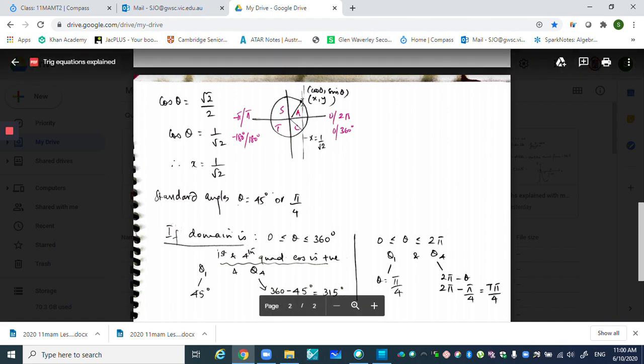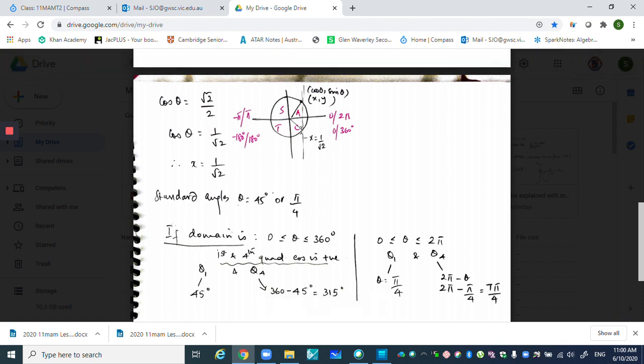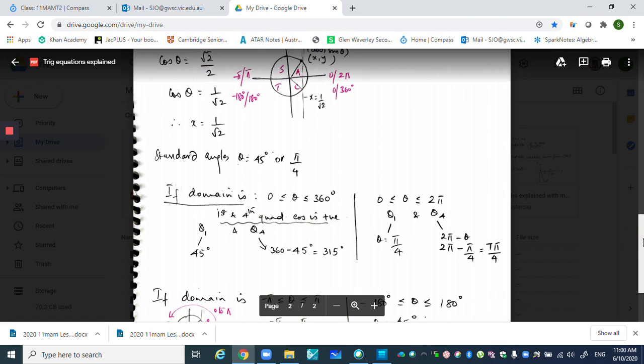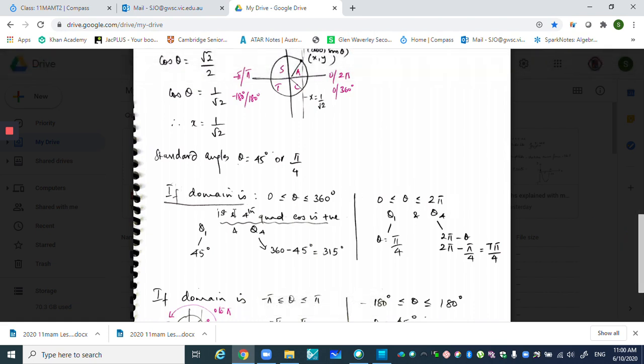The solutions lie in the first quadrant and in the fourth quadrant. And therefore, in the first quadrant, we know that cos theta is equal to 1 over root 2 implies theta is equal to 45 degrees. And in terms of radians, that converts to pi over 4. Now let's look at the different domains and how the solutions work out. So if the domain given to you is between 0 and 360, or in terms of radians 0 and 2 pi, we know it's in the first and the fourth quadrant, cos is positive.